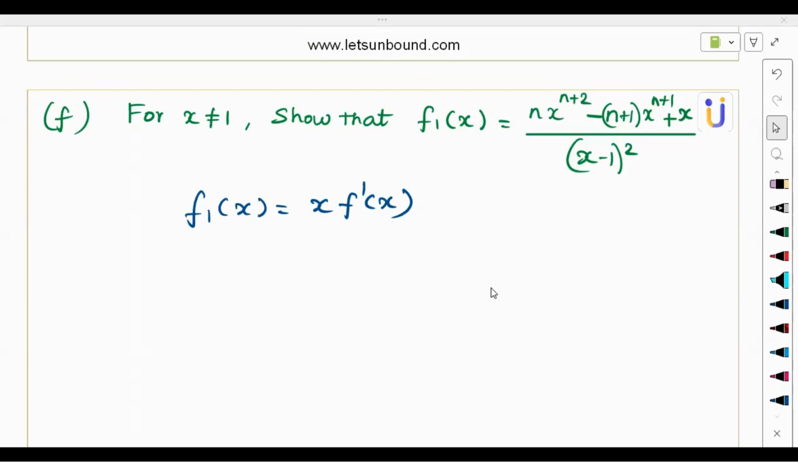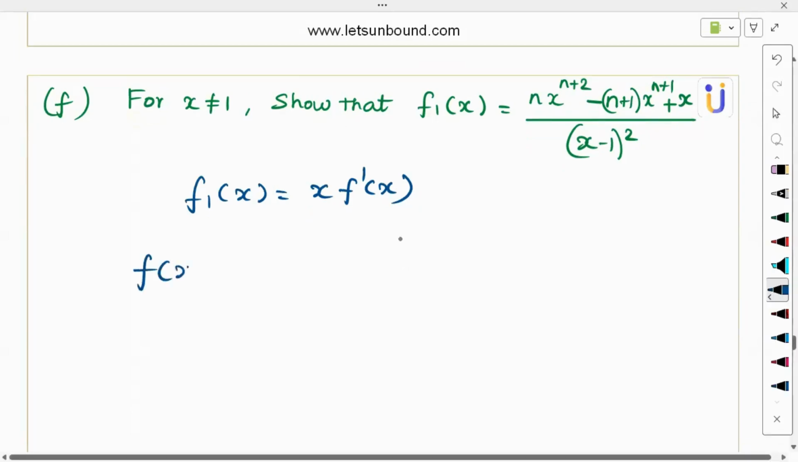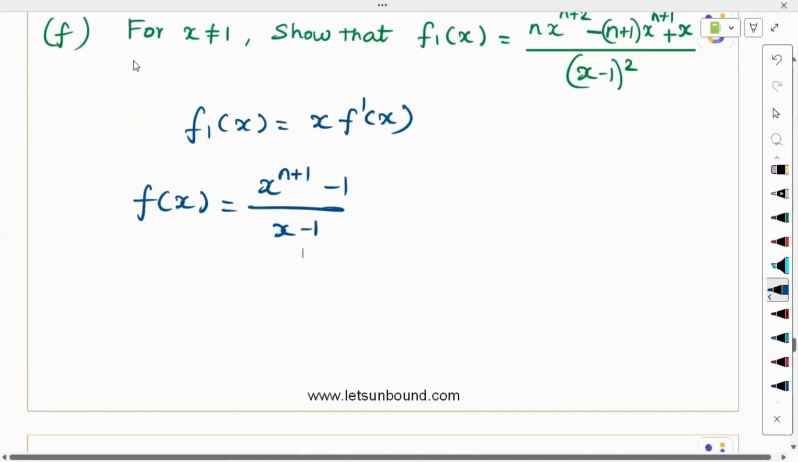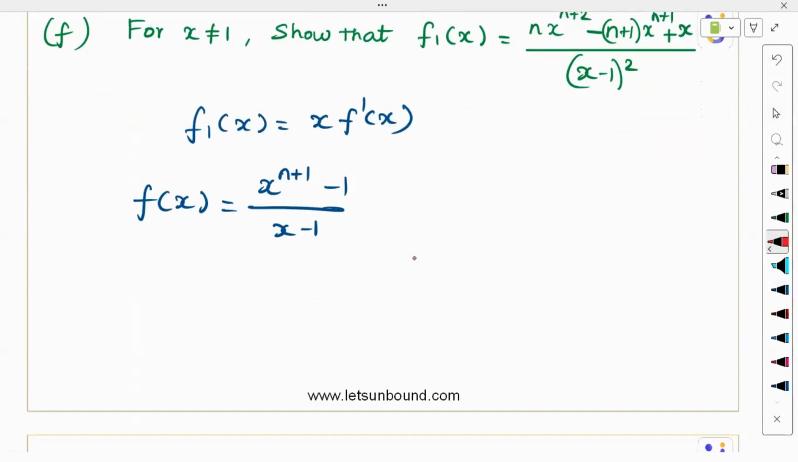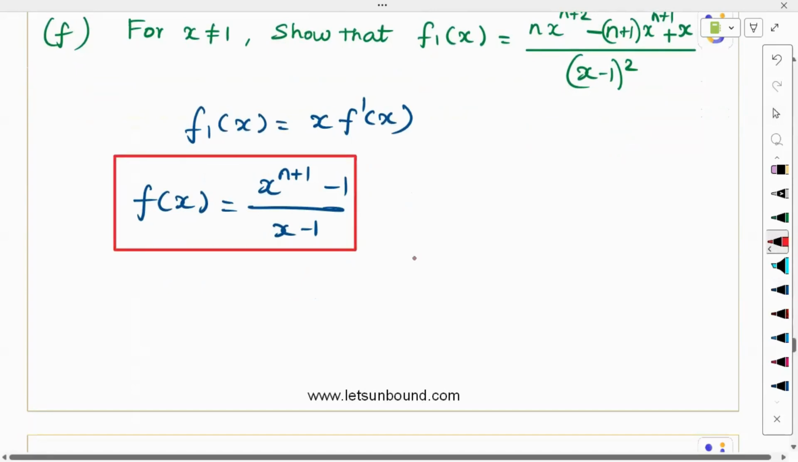So this is my f of x. F of x we have just proved can be written as (x^(n+1) − 1)/(x − 1). So for f1 of x, I need to differentiate f of x and then multiply with x, right? This is from the previous problem.